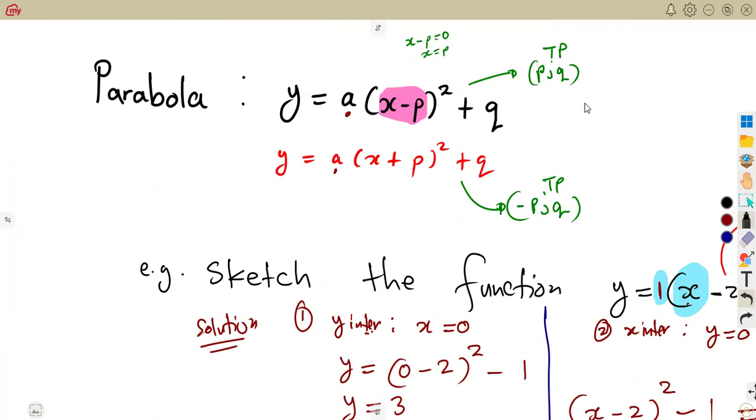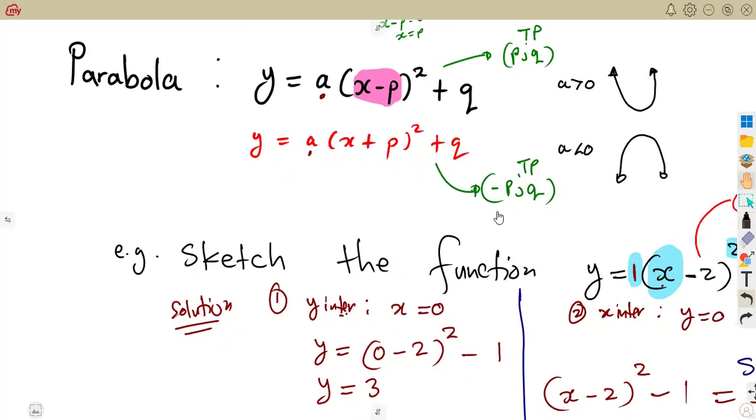That A affects the same concept as what we had when we are having a normal function. When A is greater than 0, we are going to have a positive, which is a smiley shape like this. For A less than 0, which is a negative, we are going to have a sad shape, which is like this. So that is the condition that you are going to have at the end, as we had before.